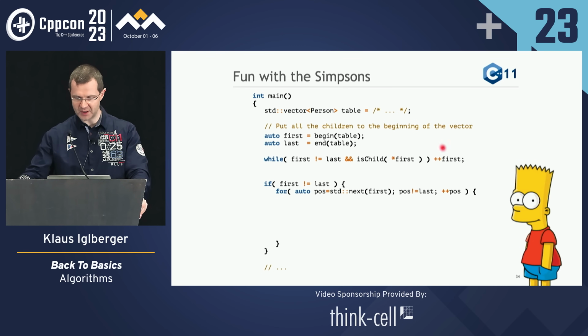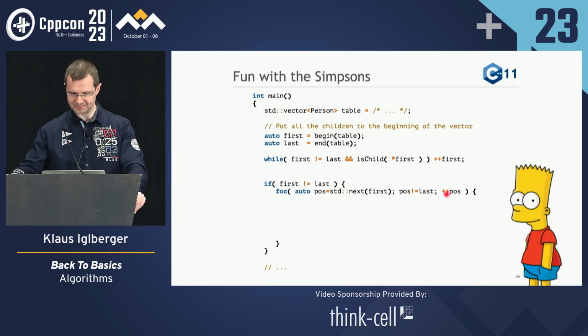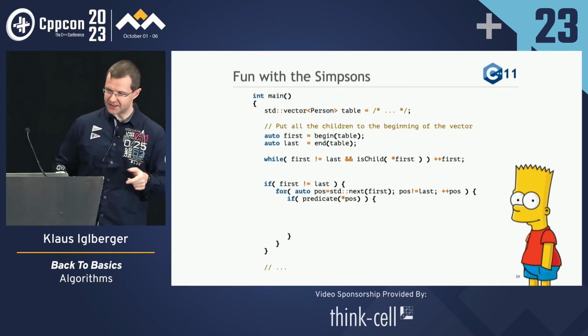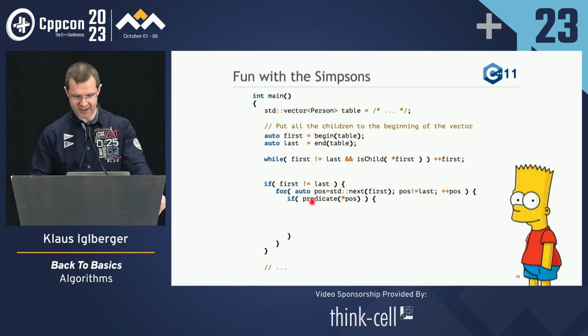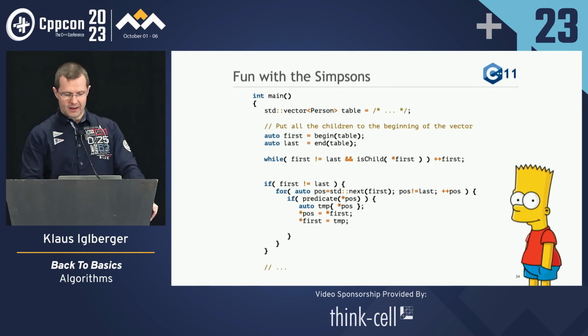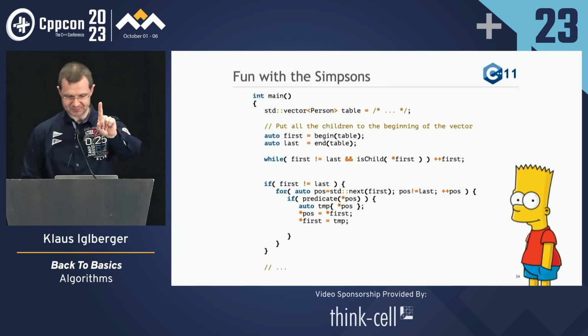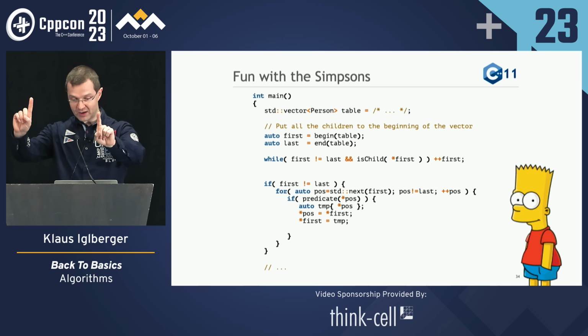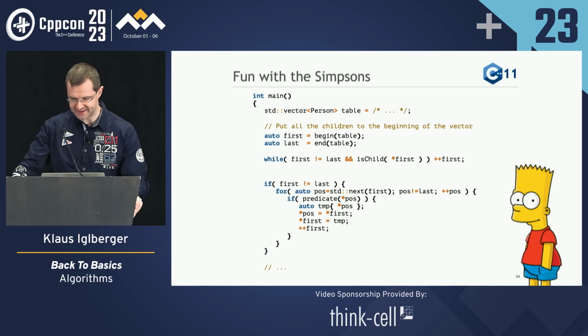Now, first has been incremented to the first adult, so we now continue with the next element, the next person, till the end. And check, oh, this is a typo. So check is child, of course. If this is a child, then we swap. So first currently is at the first adult. We have found the next child, so we swap. And go on with the next element.